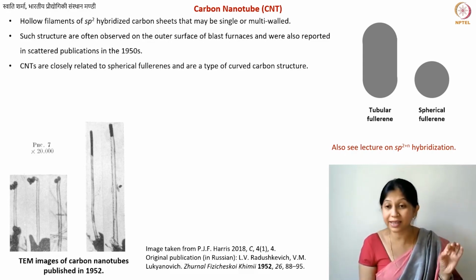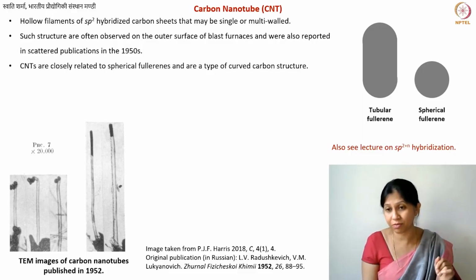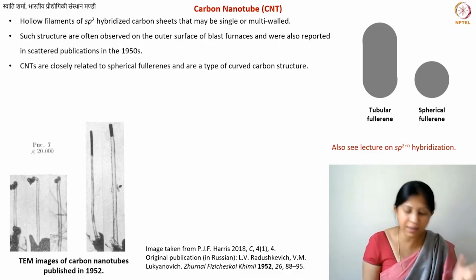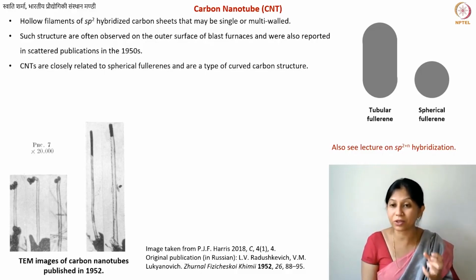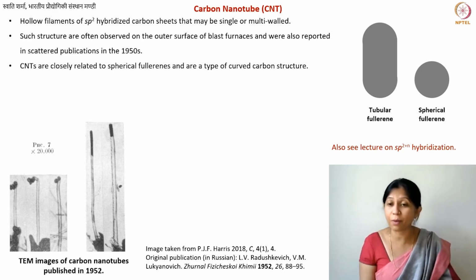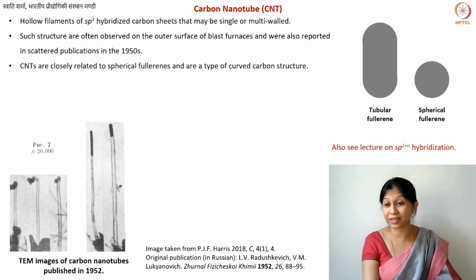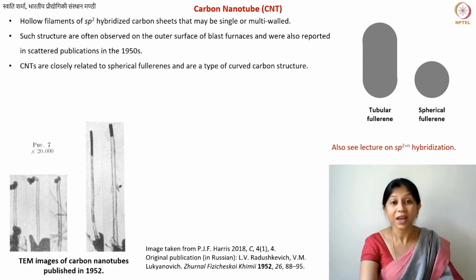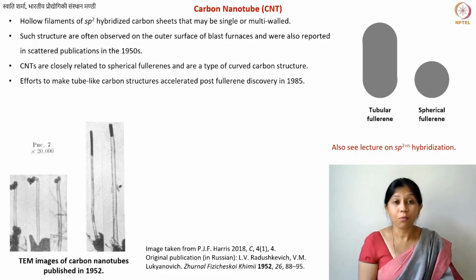However, in that case, the value of n can be much smaller. Always compared to a completely closed structure, you're going to have a value of n that is much smaller. But you will not have a perfect sp2 hybridization in the case of carbon nanotubes. Okay. Fine. So what else?